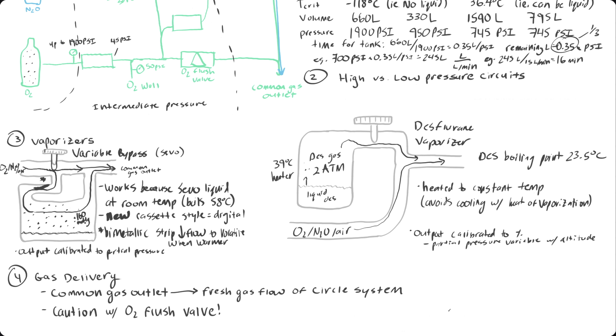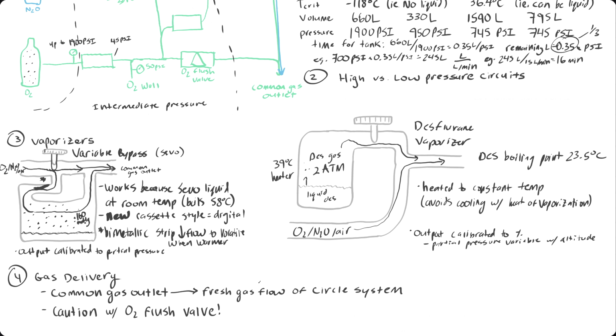So after running through the flow meter and the vaporizer, your gases will go to your common gas outlet, which then goes to the fresh gas flow of the circle system. We'll talk about that in the next video. Just to clarify, the common gas outlet shown here is the same gases that are entering through the fresh gas flow in the next video.